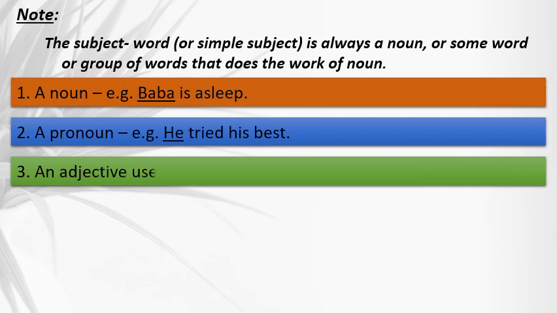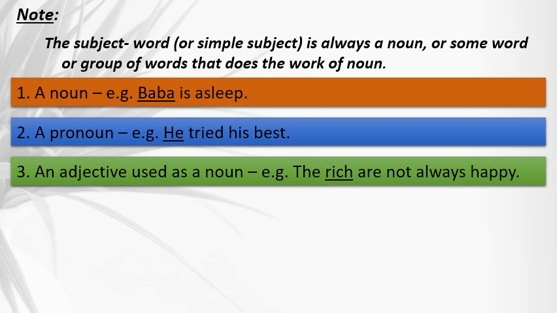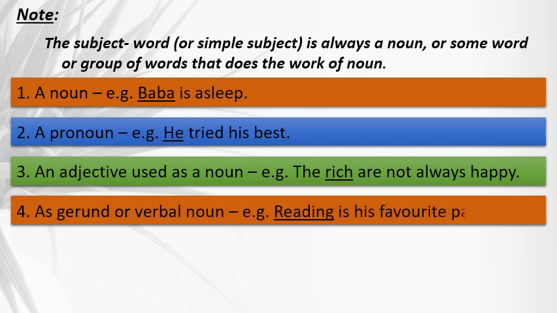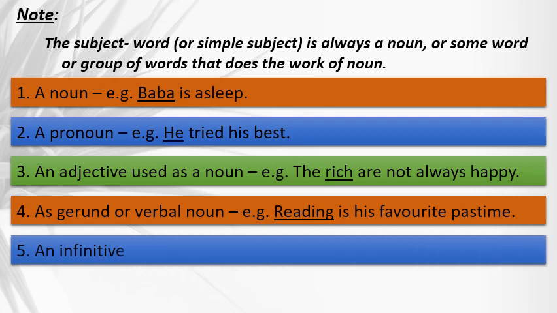Number 3, an adjective used as a noun. For example, the rich are not always happy. So here the word rich is an adjective and it is the subject of the sentence. Number 4, a gerund or verbal noun. For example, reading is his favorite pastime. So here reading is a gerund and it is the subject of the sentence. Number 5, an infinitive. For example, to respect our parents is our duty. So here to respect is an infinitive and it is the subject of the sentence.